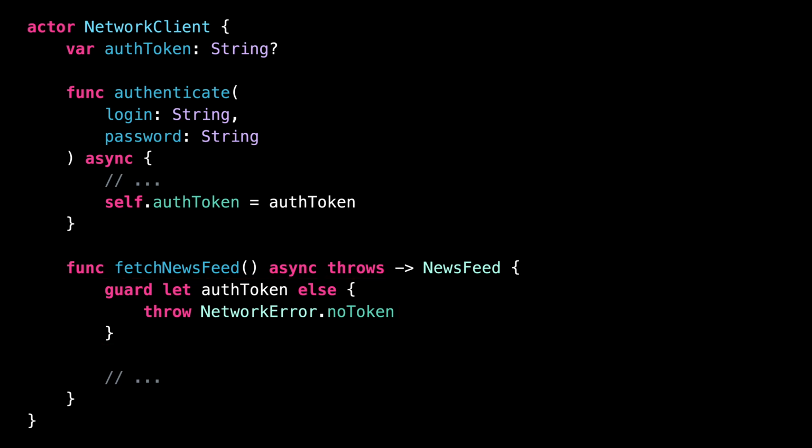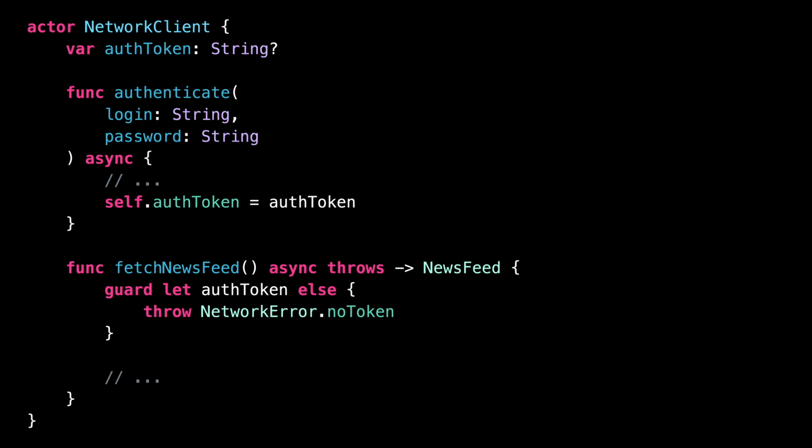So how could we improve? We would like to have a mechanism that makes it impossible to call the method fetchNewsFeed as long as the property of token is still set to nil. This mechanism can be implemented by using something called the lock and key pattern.